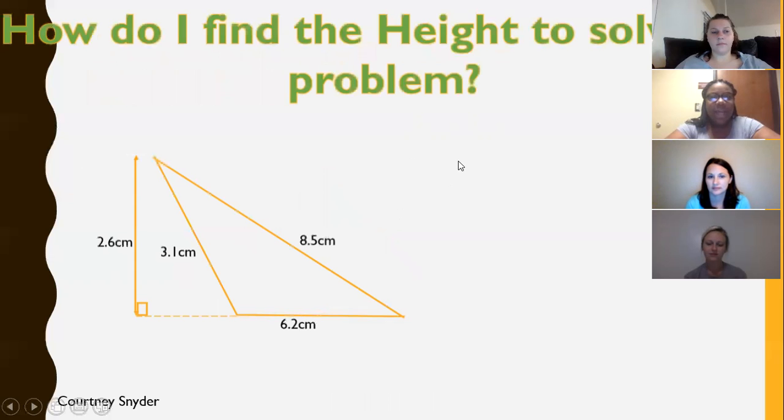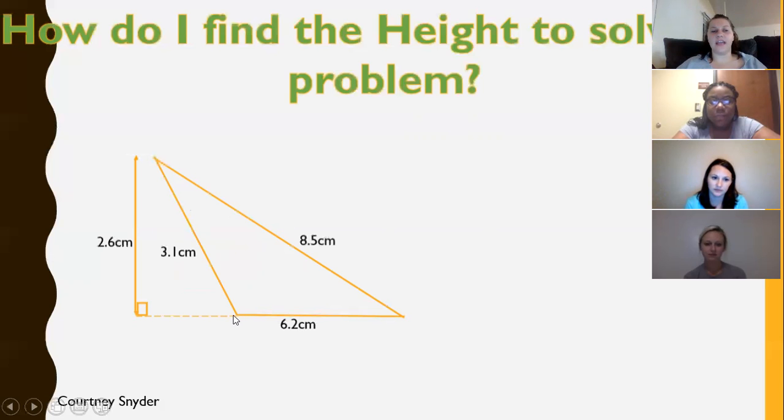Courtney, how do I find the height to solve this problem? As I was saying in my previous slide, your height is what you want to find from your base all the way up to your highest point, making a right angle. Now this triangle right here does not have a right angle in it. So what we're going to do is create our own.